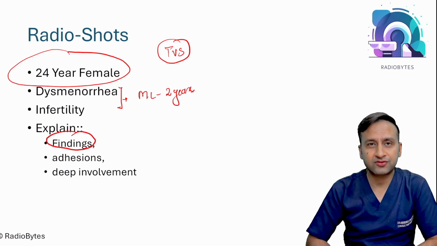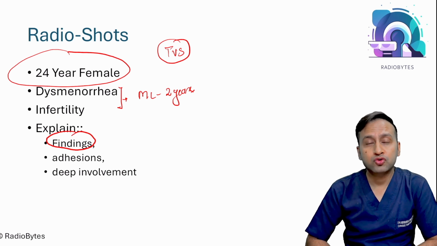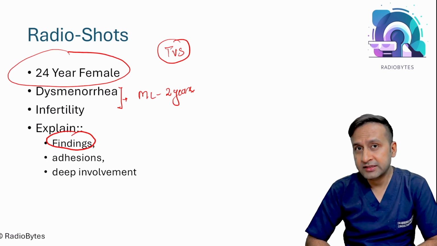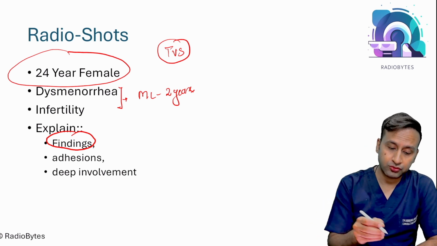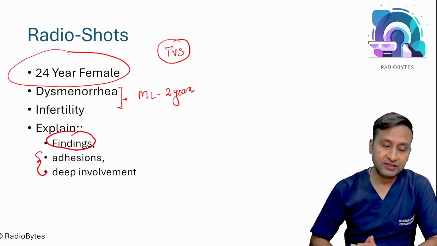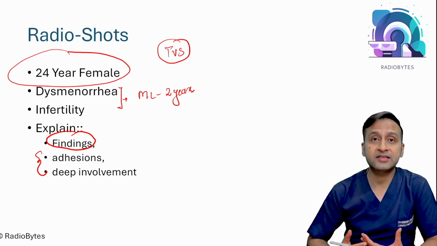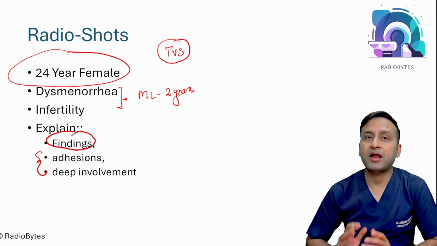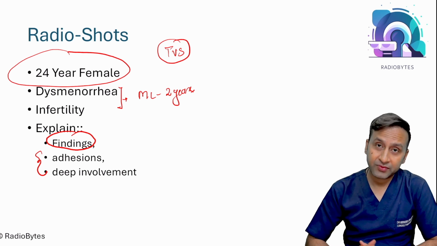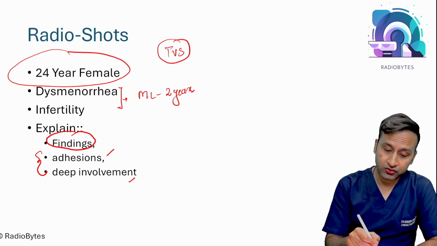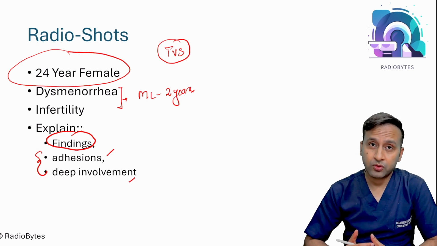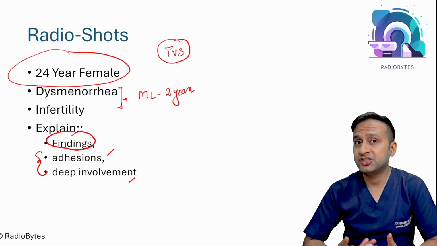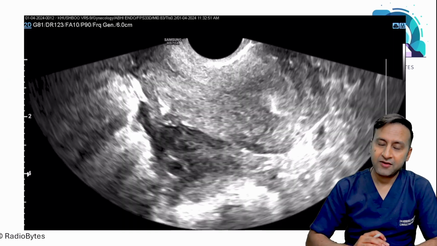I want you to have a look at the transvaginal sonogram. Observe the case, make your own findings, and try to formulate a report. The other things I want you to know are adhesions and deep involvement. Now, this is one of those disease entities which is associated with implants in the pelvis, and this is the reason why we can have adhesions and also deep involvement. So what is the disease entity which presents with dysmenorrhea, infertility, deep involvement, adhesions? Let's try to decipher it with our cine loop.